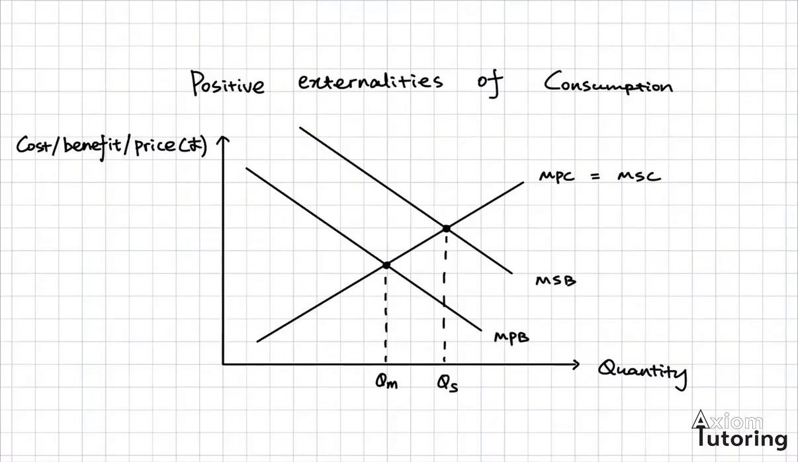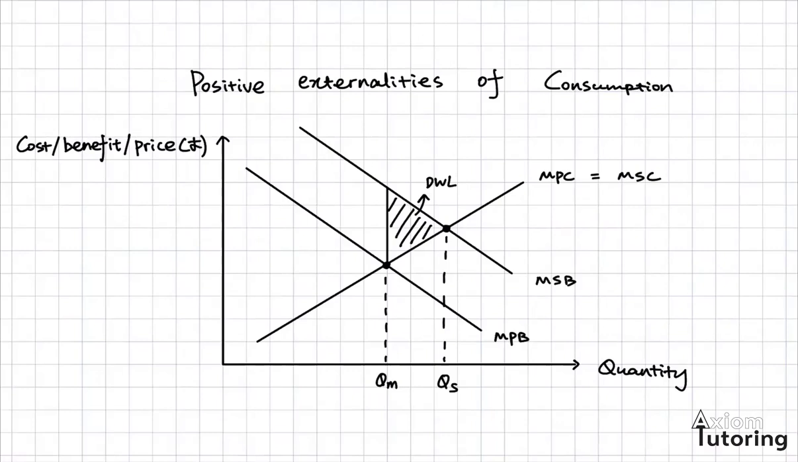Now, let's look at the area between the MSC curve and in between the quantities QM and QS, this triangular area here. We label this area as DWL, which stands for deadweight loss, representing the welfare lost to society because the market produces too few vaccinations, and hence the society misses out beneficial transactions that would have increased overall welfare.